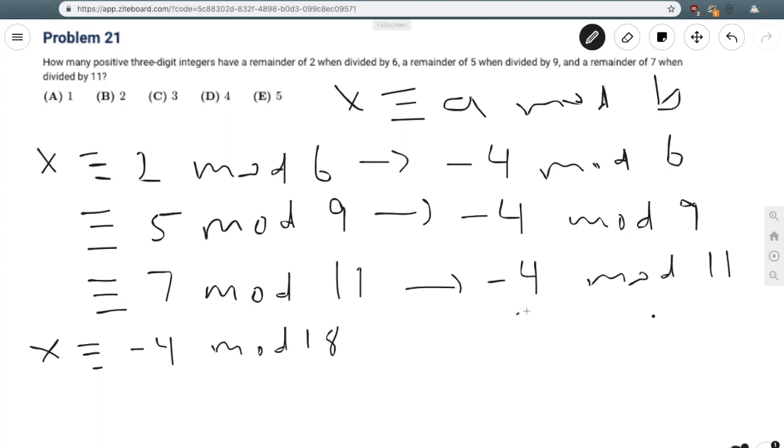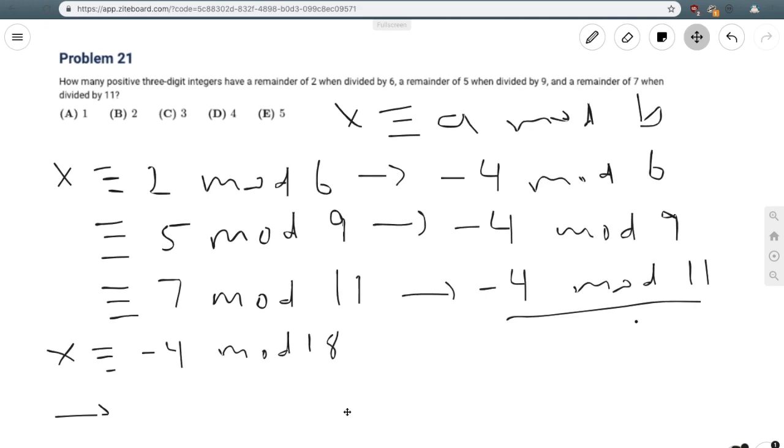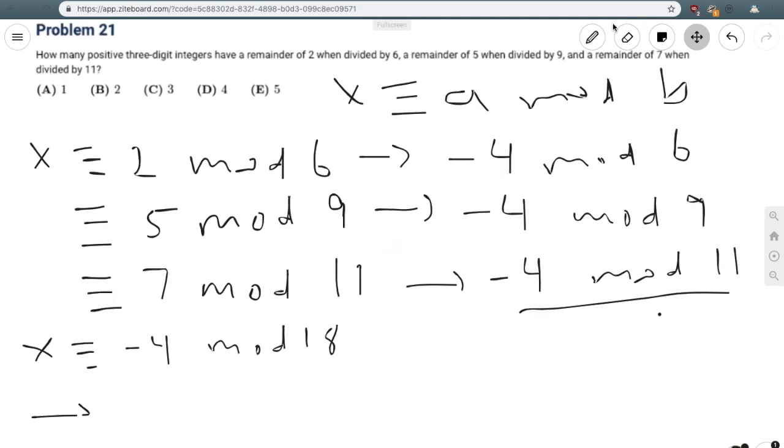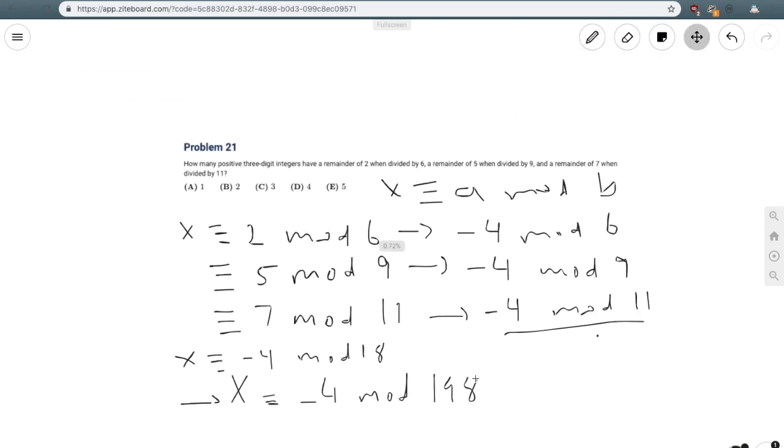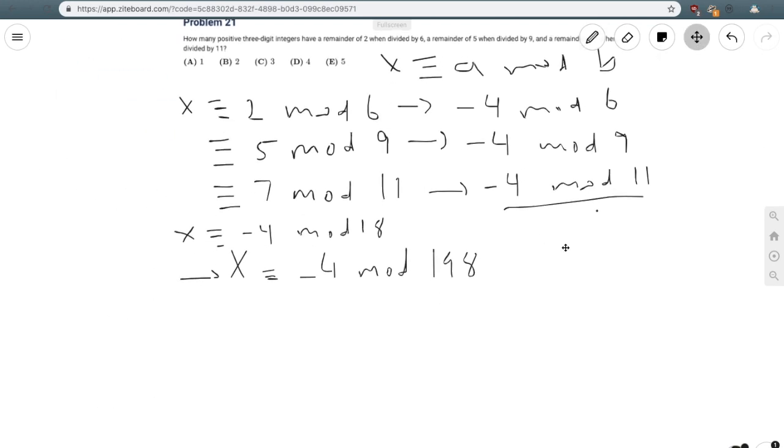But I also have this 11 case that I want to apply. So x is also congruent to negative 4 mod 11. So it's also going to be congruent to negative 4 mod the least common multiple of 11 and 18, which happens to be 198. So x is congruent to negative 4 mod 198. The way we would work from there is actually pretty simple.